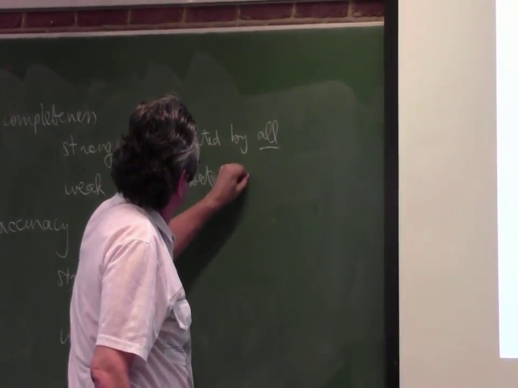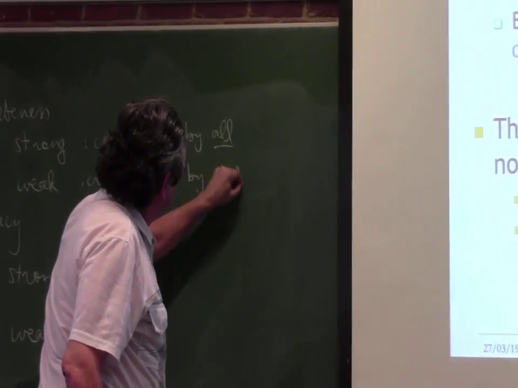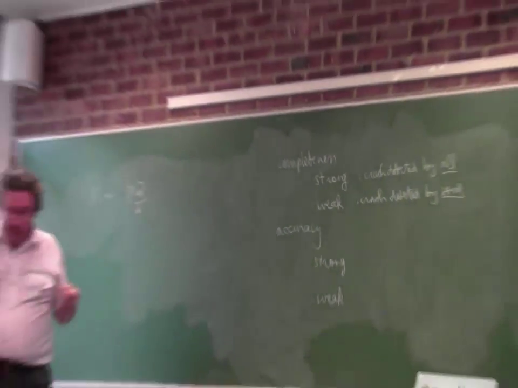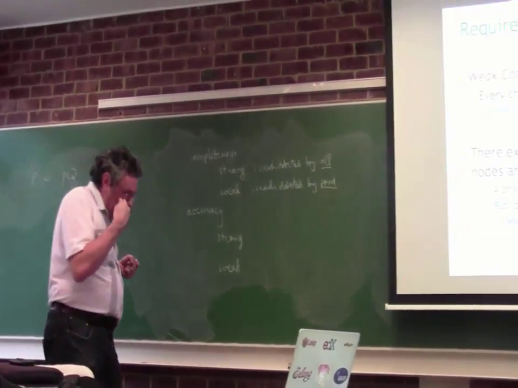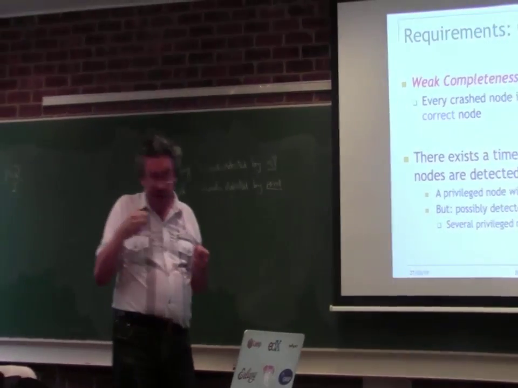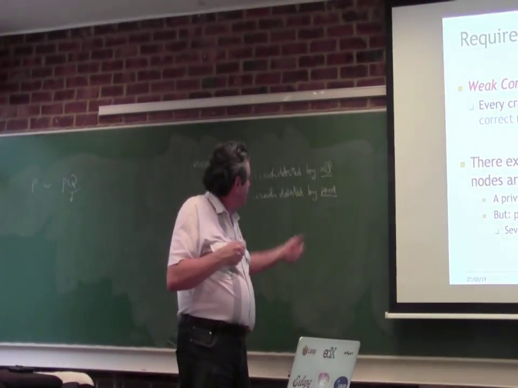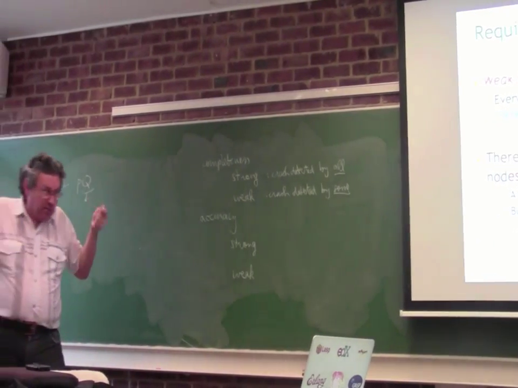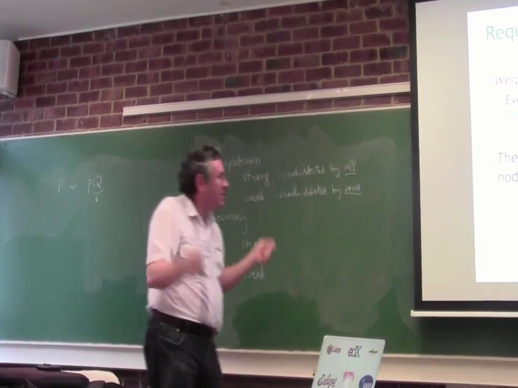Weak completeness is the crash is detected by some correct node. Some correct node. Basically there's some node which is really smart, or which has a really good connection to all the other nodes, so it's able to see all the crashes. But maybe the other nodes are not able to see the crashes.